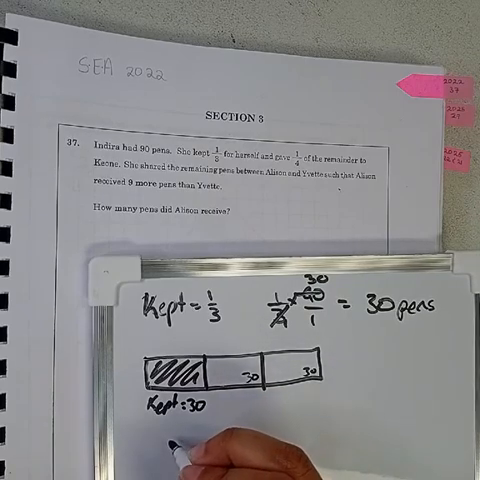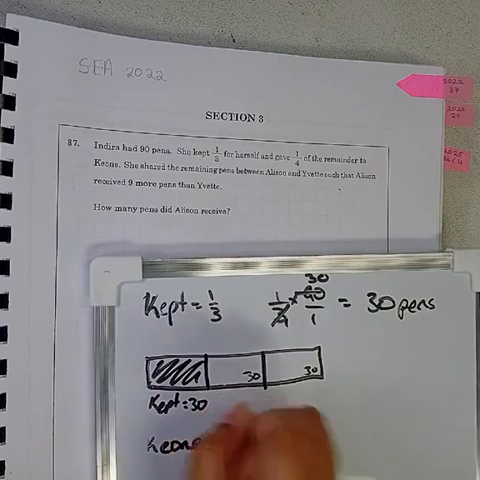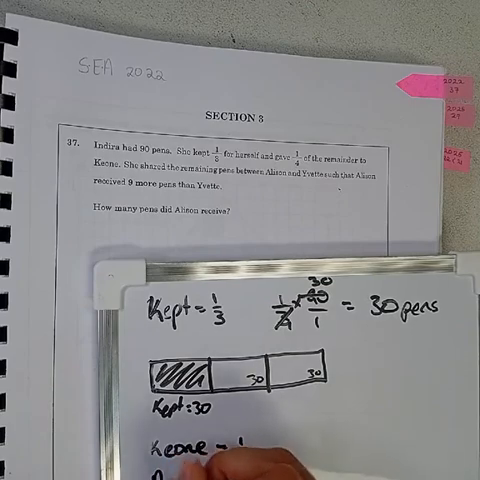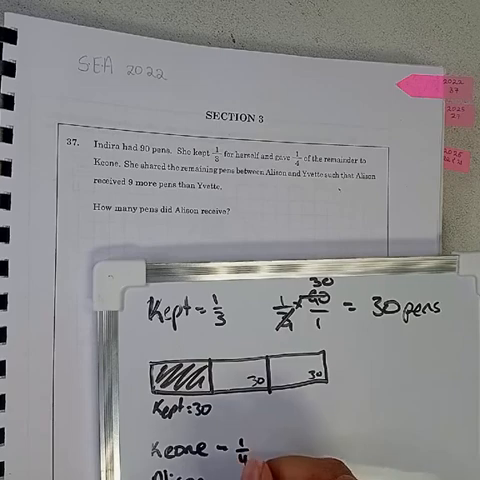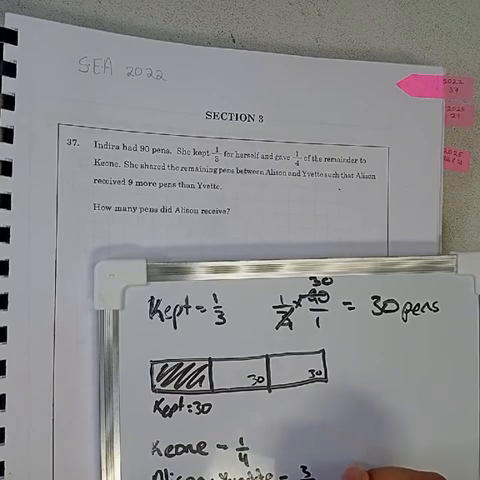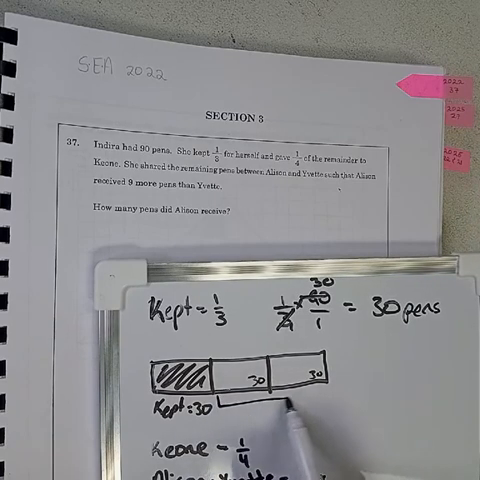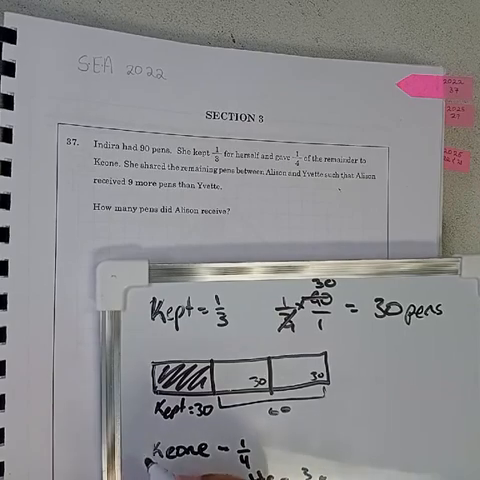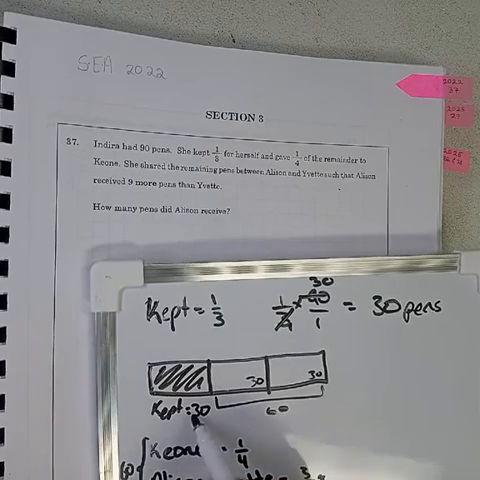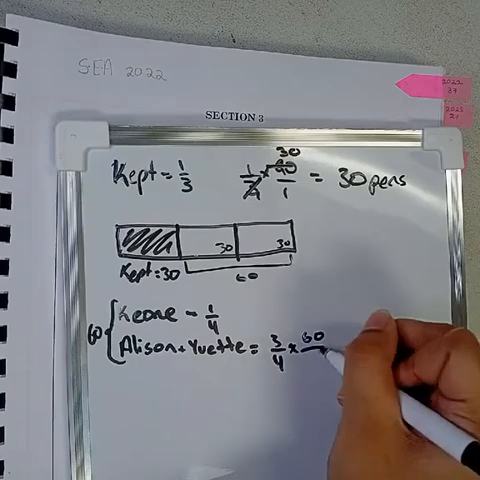So we know she gave a quarter of the remainder to Q, right? So Q is equal to a quarter, and Allison and Yvette is equal to 3/4, right? Multiplied by this. We multiply by this, 60. Okay, because when we add up Q, Allison and Yvette, we're supposed to get 60 because they are getting the remainder from what she gets, okay? Multiply by 60 over 1.